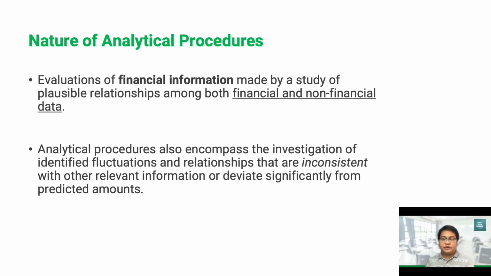Now, analytical procedure encompasses investigation of fluctuations, or differences from the reported amount this period and prior period, and also inconsistencies with other relevant information or those that deviate from our projected or expected amount as auditor. So for example, we compare the amounts from this period and the previous period. We highlight those that have significant differences. Normally, we set a certain materiality, and any amount that exceeds that threshold would be subject to investigation.